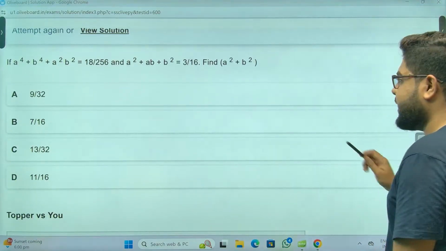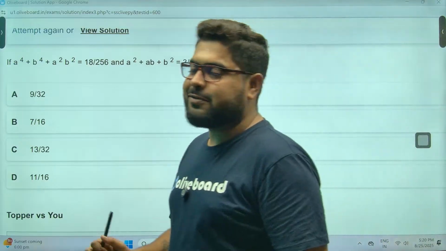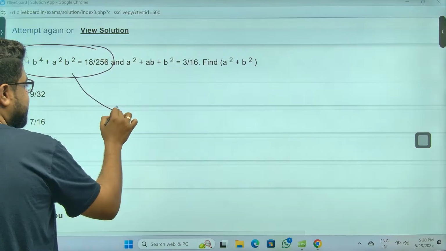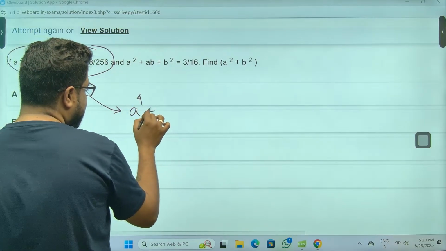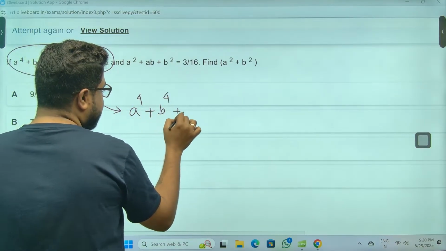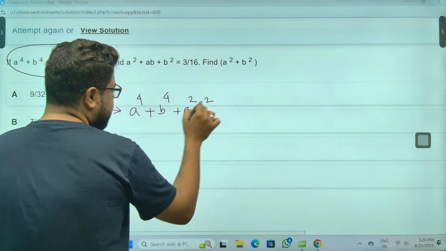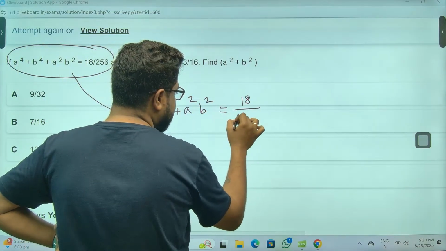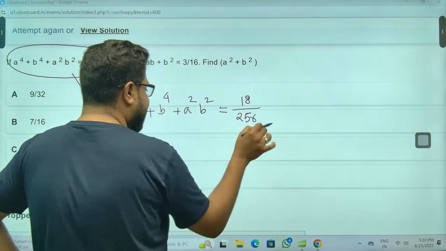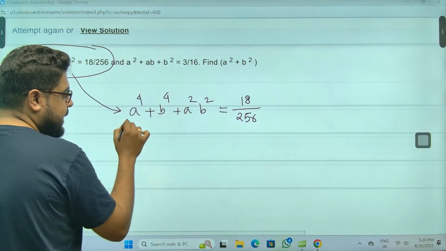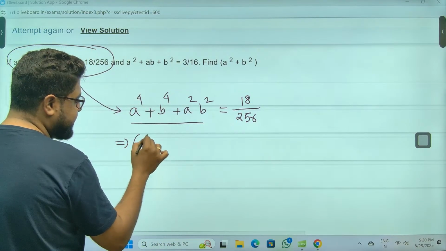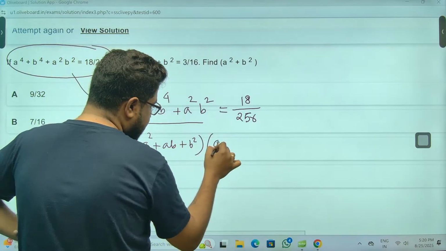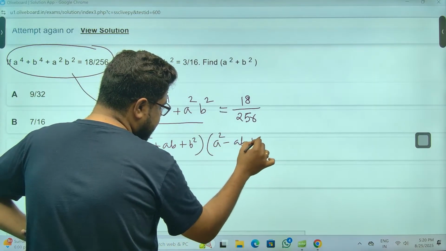And again, a very common expression. I've discussed this multiple times. A to the power 4 plus B to the power 4 plus A square B square. The proofs I have shown you multiple times. I'm not doing it again. You'll say, sir, cancel, I'll do it later. It can be factorized as A square plus AB plus B square into A square minus AB plus B square.